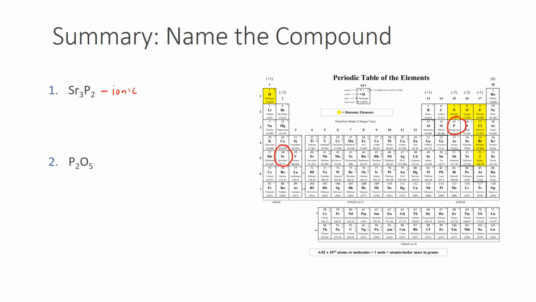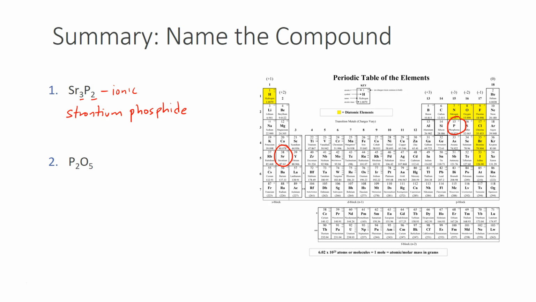The rules for ionic compounds are that we write the metal name first, and we write the nonmetal second, and we drop the ending to replace it with IDE. So phosphorus becomes phosphide. And that's it. The name of this compound is strontium phosphide. Notice that we didn't do anything with the subscripts. They don't factor in at all. If you were to call this tri-strontium diphosphide, it would be wrong, because ionic compounds don't need prefixes.